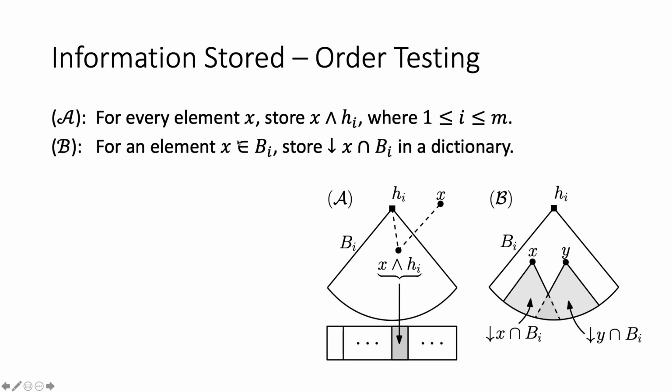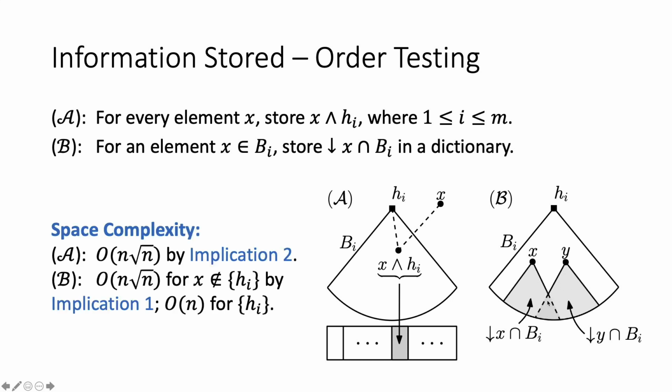Okay, so for each element x, we're going to store the meet of x with all the different block headers. And then for an element x, we'll also store the intersection of its downset with the block in which it resides. So you can see here, just for all elements x, we'll store all these meets. And then within a block, we just store the downsets. They might intersect for two different elements. We'll just store everything. What's the space complexity?